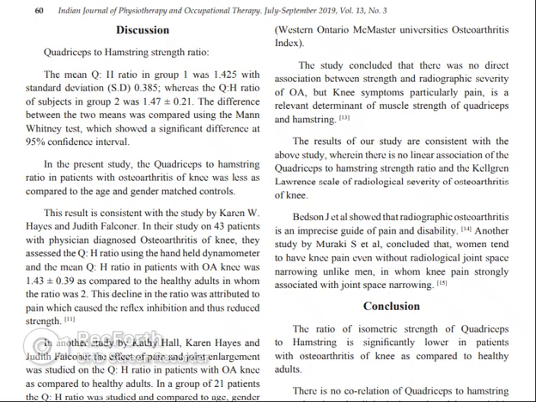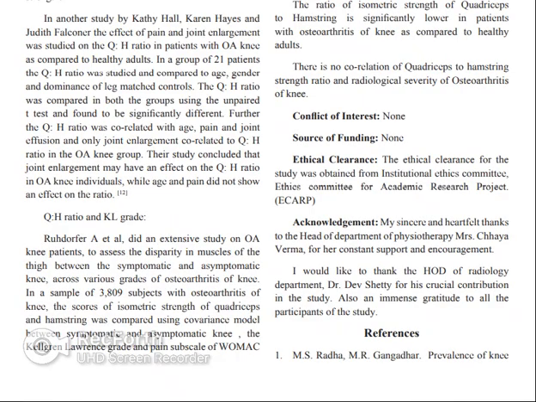This result is consistent with the study by Karen W. Hayes and Judith Falconer. In their study on 43 patients with physician-diagnosed osteoarthritis of knee, they assessed the QH ratio using the handheld dynamometer, and the mean QH ratio in patients with OA knee was 1.43 plus minus 0.39 as compared to the healthy adults in whom the ratio was 2. This decline in the ratio was attributed to pain, which caused reflex inhibition and thus reduced strength.